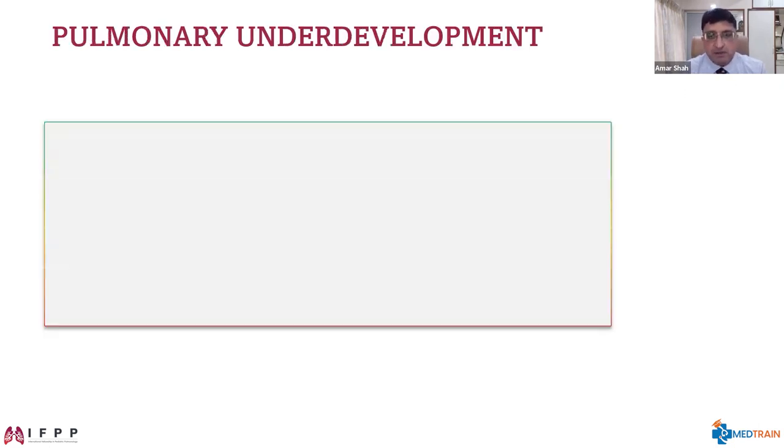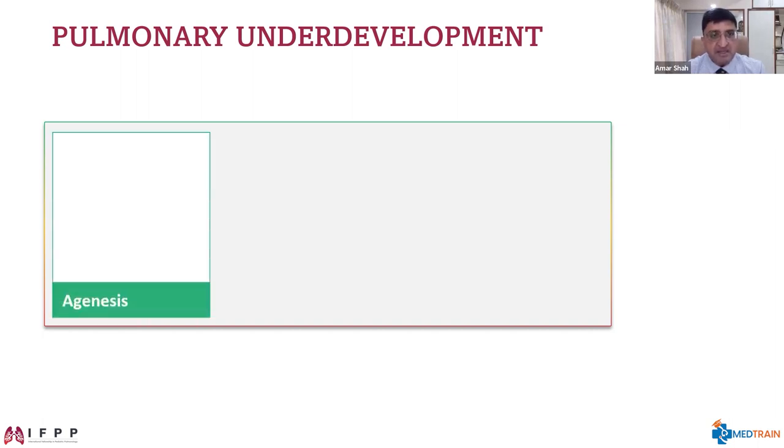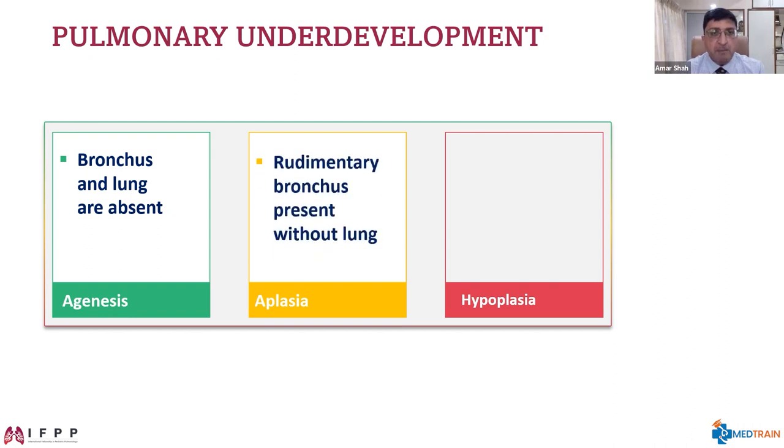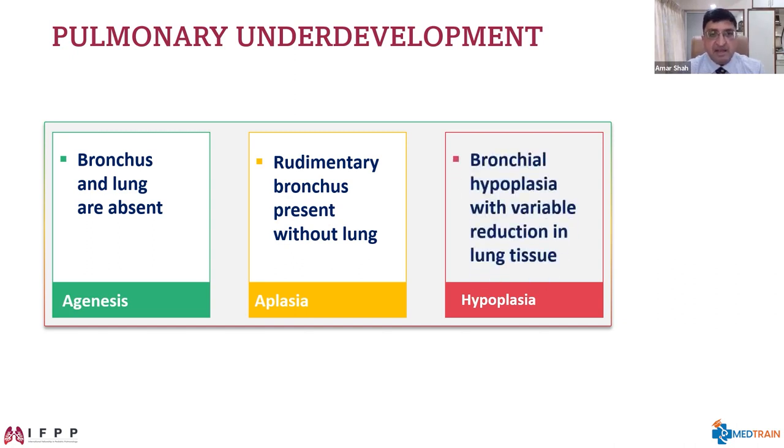So now we come to the last of the bronchopulmonary anomalies, which is pulmonary underdevelopment. Now there are three varieties of pulmonary underdevelopment. One is pulmonary agenesis, second is pulmonary aplasia, and the third is pulmonary hypoplasia. Agenesis is a problem where both the bronchus and the lung are absent. Pulmonary aplasia is where the bronchus is rudimentary but the lung is not present. And hypoplasia is where there is bronchial hypoplasia and variable reduction in the lung tissue.